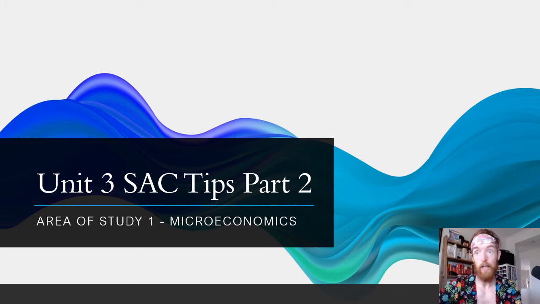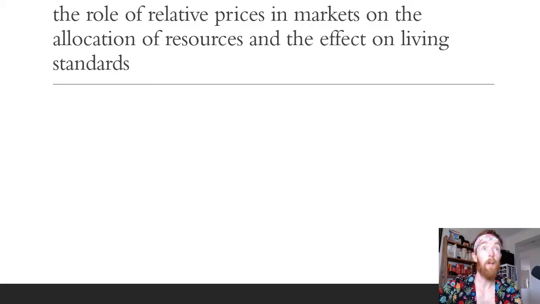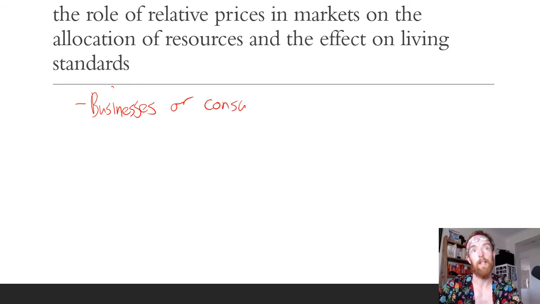So let's get right into it and we'll go to our first dot point, which is all about the role of relative prices in markets on the allocation of resources and living standards. So a really big thing here is it's often focused on businesses when you talk about this, but it can also be consumers with relative prices. So relative price is all about the ratio in selling price between two goods and services that are relatively similar.